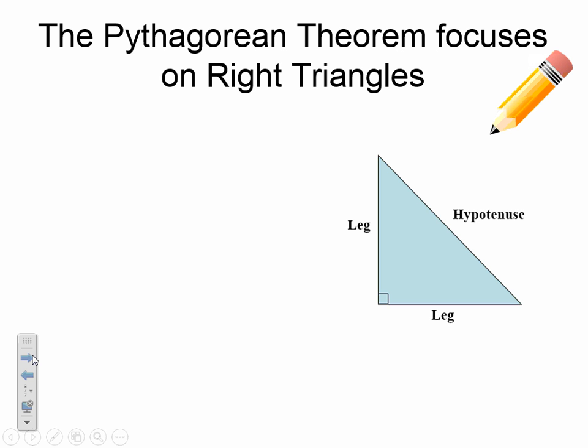Draw the little picture of the right triangle. We have a leg, we have another leg, and then that longest side over there across from the 90 degrees, that is the hypotenuse. Okay, so we have two legs and a hypotenuse for every right triangle. And if you remember back from when you first heard about the Pythagorean theorem, you may have learned it as a squared plus b squared equals c squared, and you are correct.